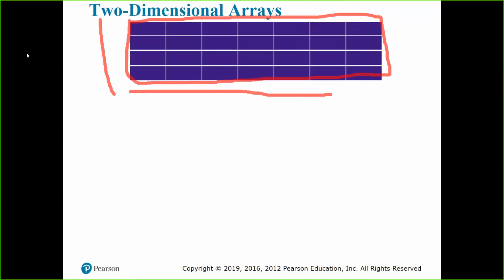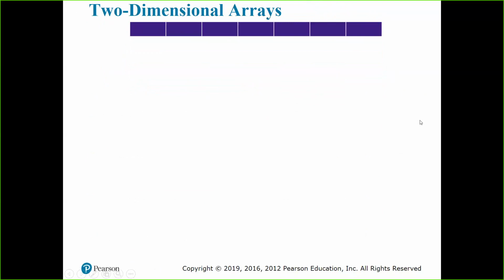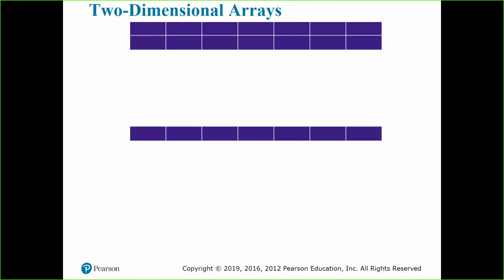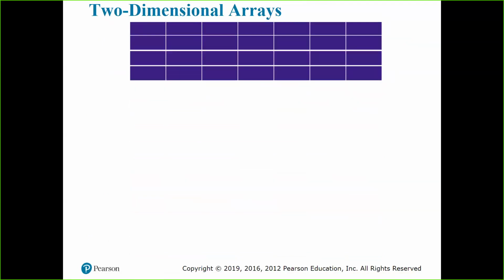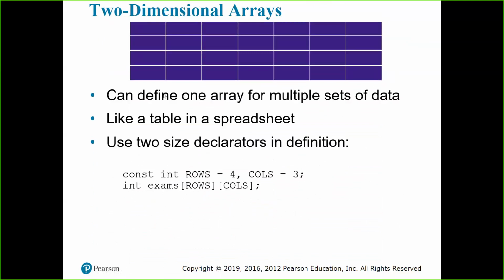So the point is that a two-dimensional array is composed of many one-dimensional arrays. When you combine several one-dimensional arrays, it makes a two-dimensional array. Like you see one one-dimensional array, another, another. So it creates a two-dimensional array. So we can define one array for multiple sets of data, like a table in a spreadsheet.